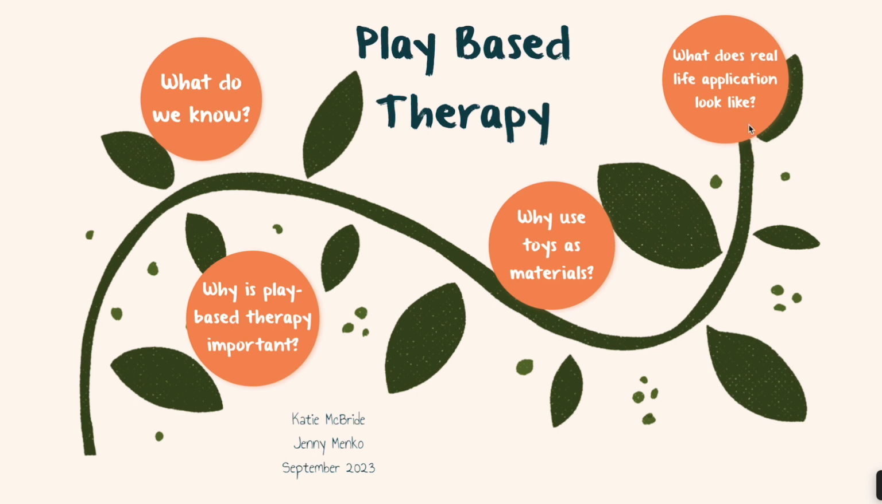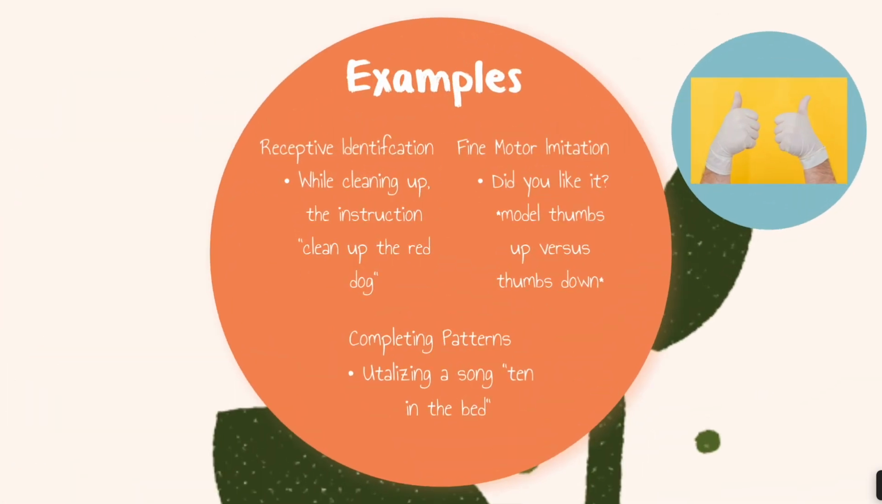What does a real-life application look like? For the receptive identification program, imagine that the target is red dog. The learner has been playing with the red dog, but it's time to transition out. The technician instructing clean up the red dog would include the item they are interested in and build two skills at the same time: listener responding and receptive identification.